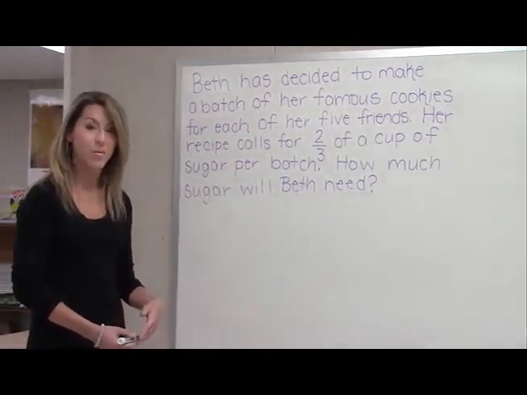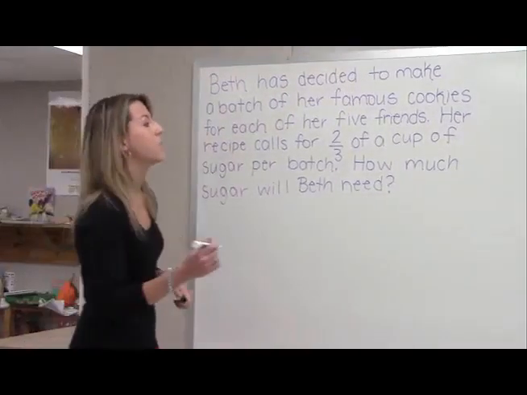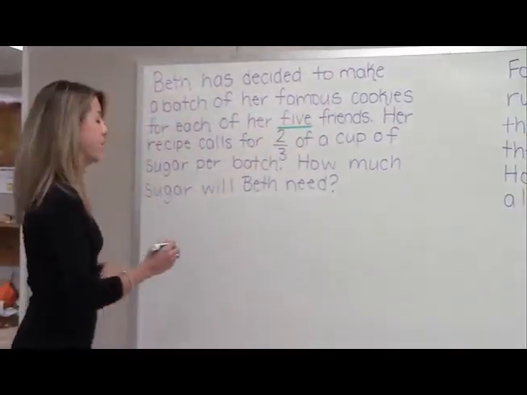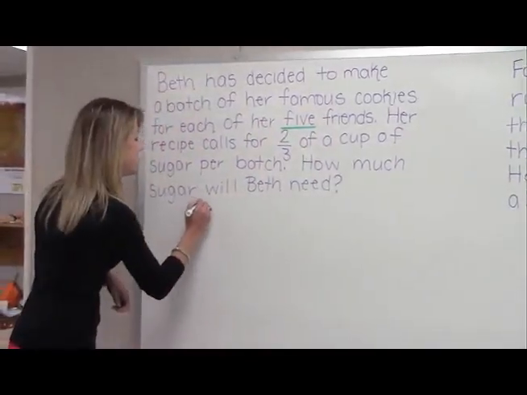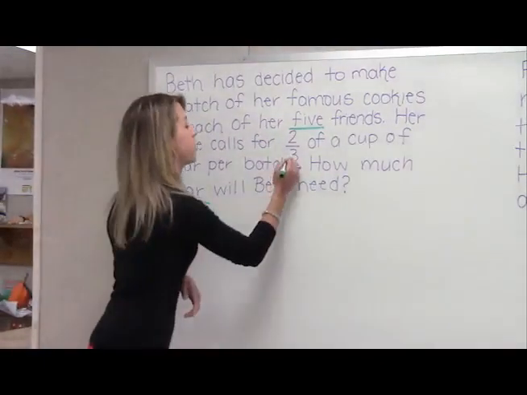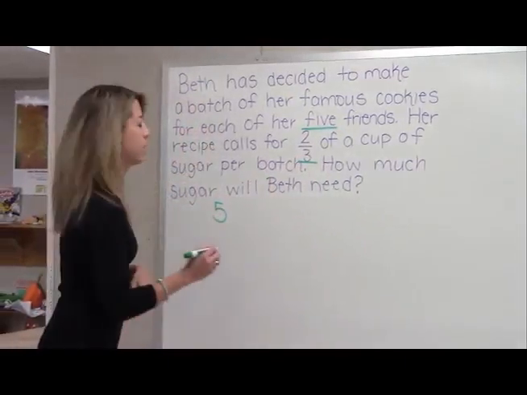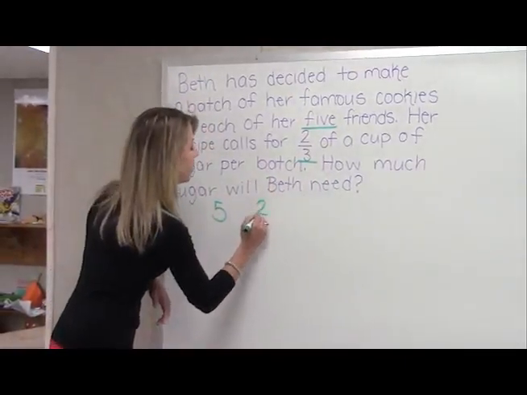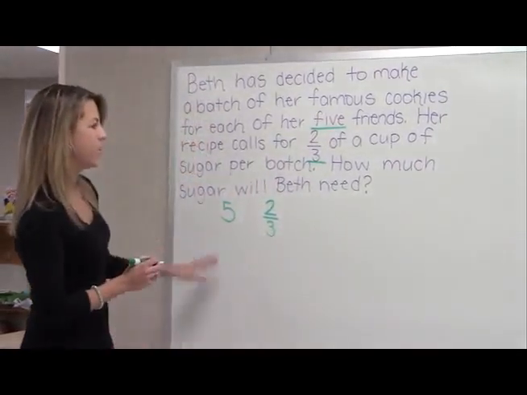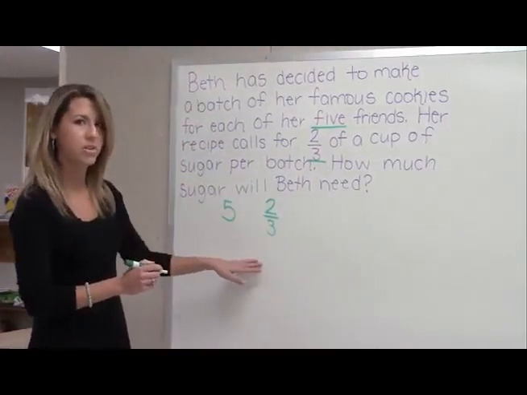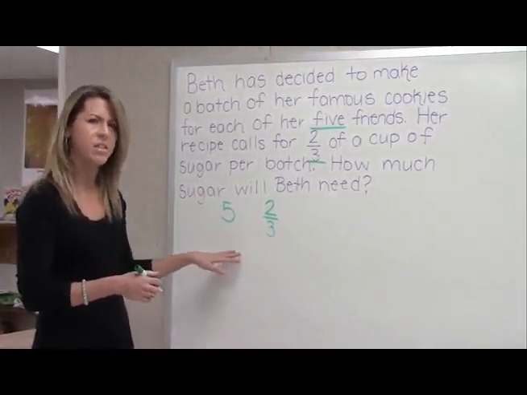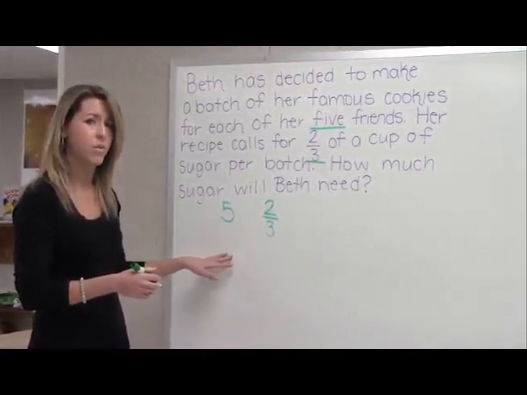When I think about this problem, I know that it's telling me Beth is going to need 5 batches, one for each of her 5 friends. I also know that she's going to need 2/3 of a cup of sugar per batch. So I'm going to record that right here. Now I know I'm going to need 5 batches and 2/3 of a cup of sugar for each of those batches. I could also be thinking of this as 5 groups of 2/3.